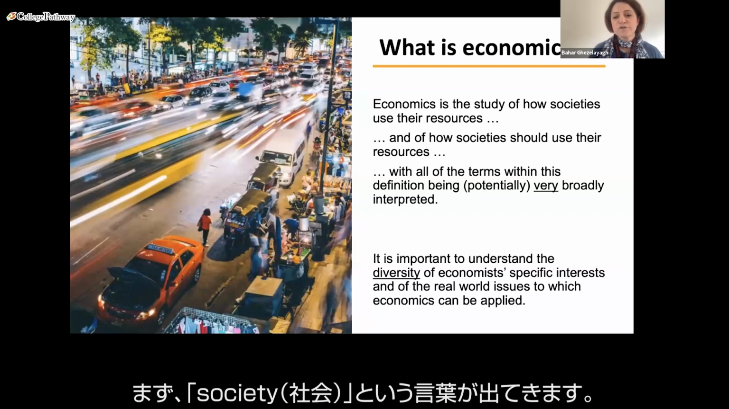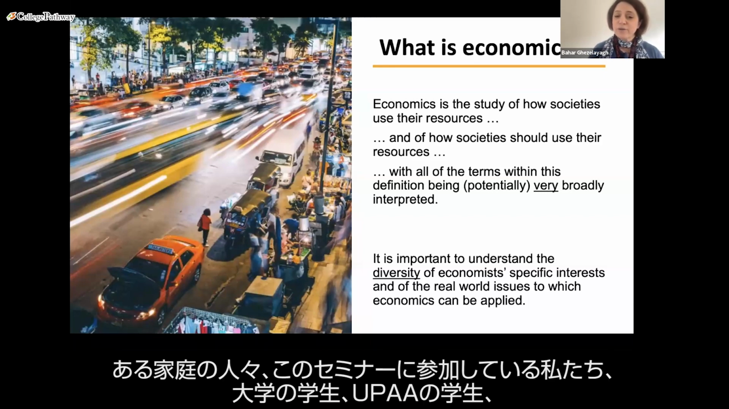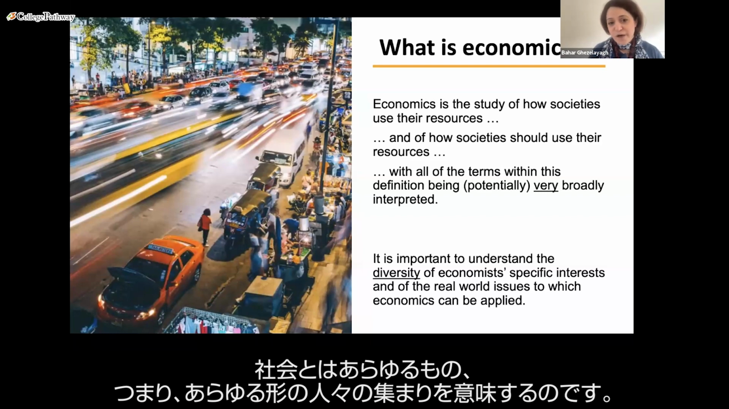First, we have the word society. But what is a society? Society could mean many things. Could be people in a household, could be us, the people who are on this webinar call, could be students in the university, could be students at UPAA, it could be the people who are working in a factory, it could be the whole country, it could be a whole population on planet Earth. So society could mean anything, could mean any forms of gatherings of people.